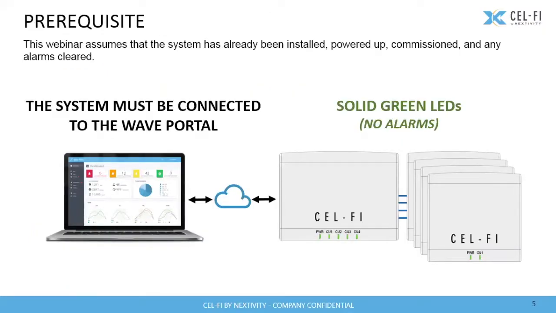All right, there is a prerequisite to this, which means that you have the system installed, it's been powered up, and you've commissioned it, and you have cleared any outstanding alarms. That means that your LEDs on the network unit and coverage units should be solid green. Your system is in the relay state. The only one that might not be true for is if you've already done antenna aiming, but again, that's going to be covered here.